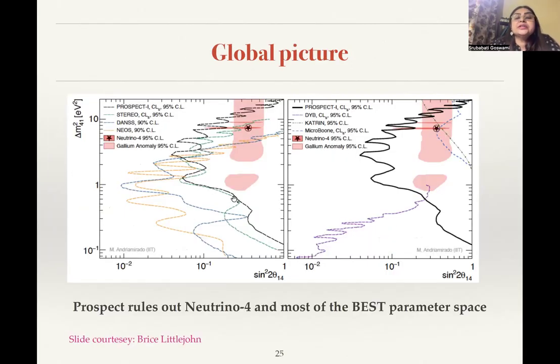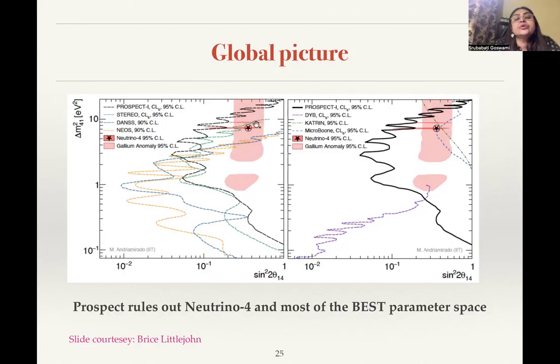So here I present the global picture from the reactor neutrinos, and also the gallium. So you can see that this shaded region is the region for the gallium anomaly, including the best fit. And this black is the Neutrino-4 best fit around 7 eV square. And these lines are the exclusion regions, and this black is the PROSPECT exclusion region, and this green is the STEREO exclusion region. This orange is the NEOS exclusion region.